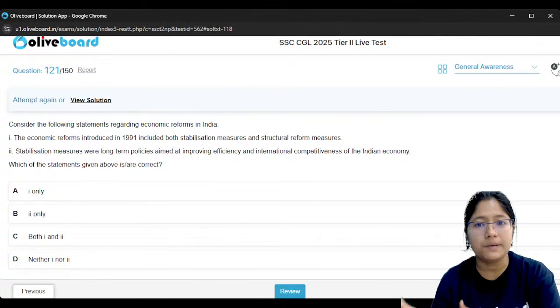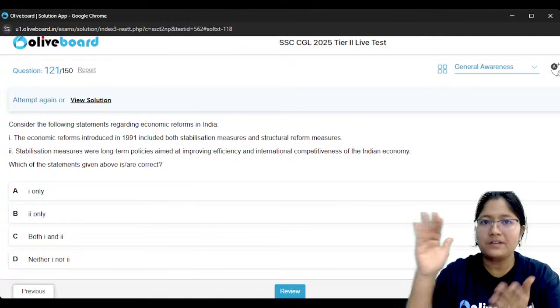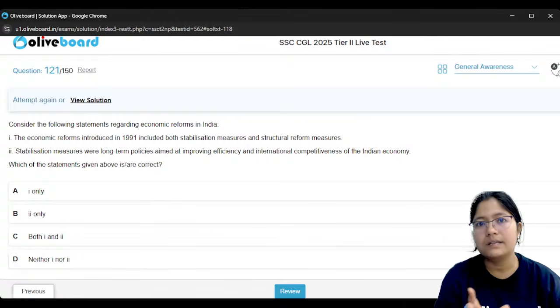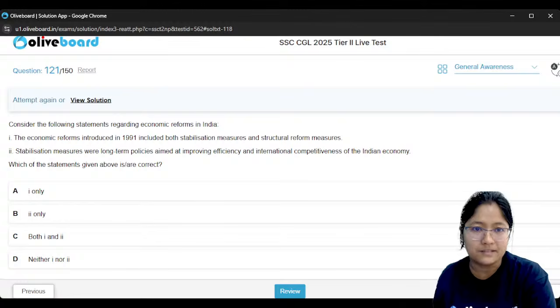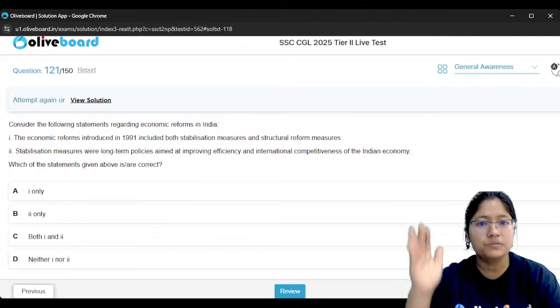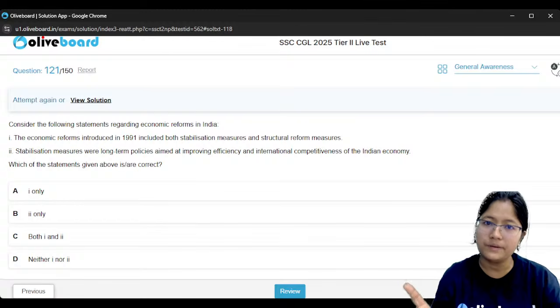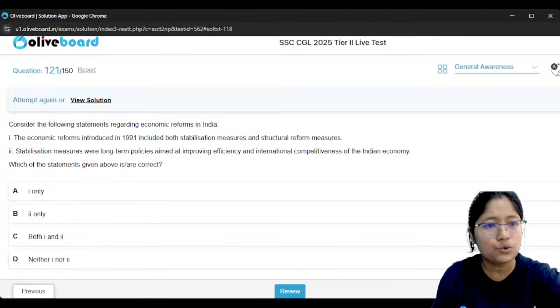What are the structural methods? If they have the 5-year plan, 5-year plan, 5-year plan, like that. So these are long-term structural plans. These are the structural reforms which are for long-term reforms. So both of them were there, right? Yes or no? Both were there. So 1 is correct. Let us look at 2.